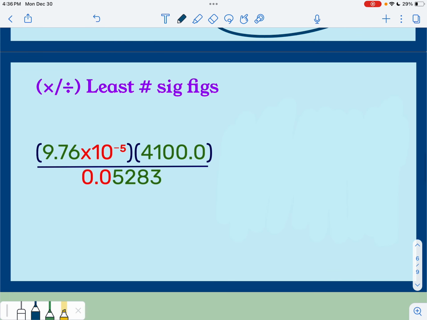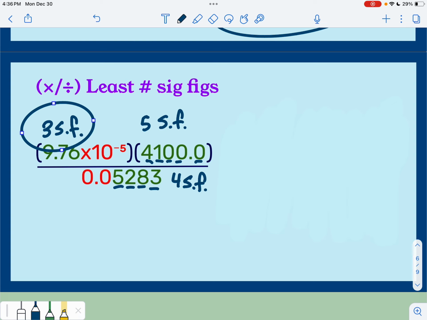Okay, let's do the last example. This has multiplication and division in the same problem, but the theory is the same. You still can only make your answer as precise as the value in the series with the lowest number of sig figs. So let's figure out sig fig count. So we have 3 sig figs right here. We have 1, 2, 3, 4, 5 sig figs right there. And then we have 1, 2, 3, 4, and 4 sig figs. So out of all of these, 3 is the least amount. So we know that our final answer will only have 3 sig figs in it.